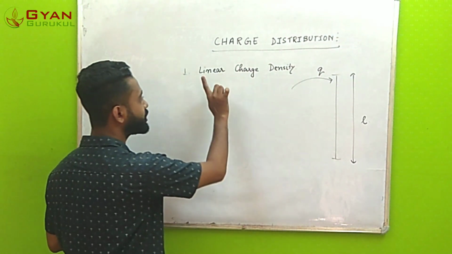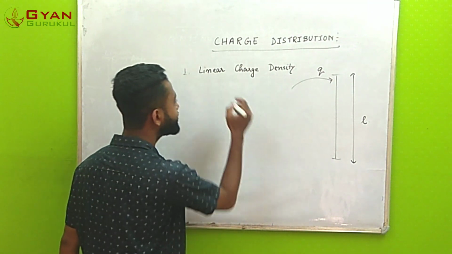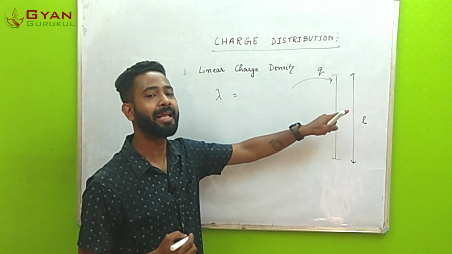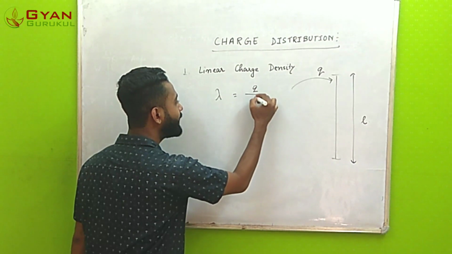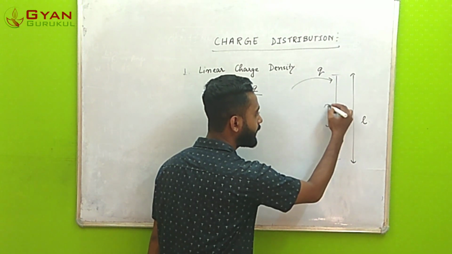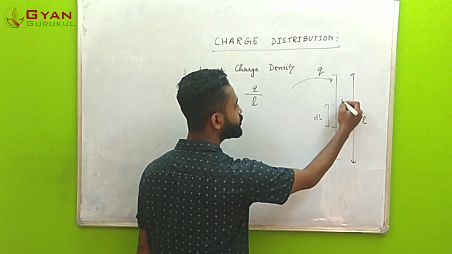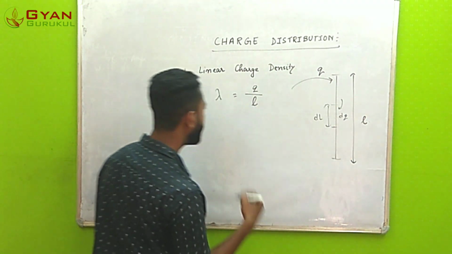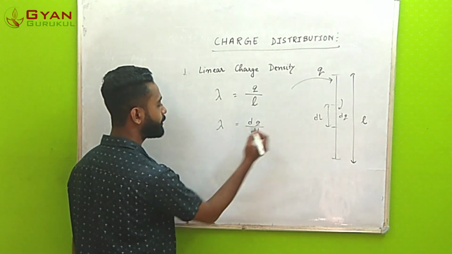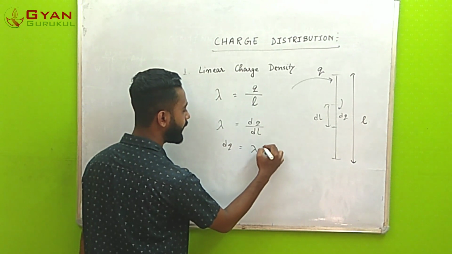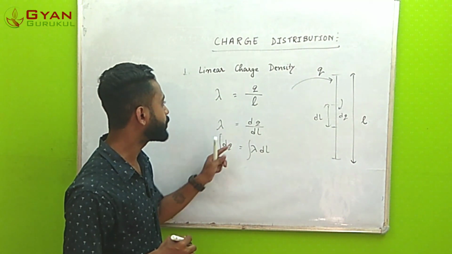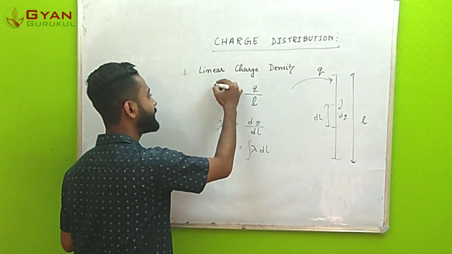So in this case, we define a charge density that is known as linear charge density. This is denoted by the letter lambda. So lambda is given by charge per unit length, that is Q by L. Or else if I consider a small section of this wire, suppose dl of its length, obviously in a small section there would be a small amount of charge, dq. So for a smaller section I can write lambda as dq upon dl. From here, dq is given by lambda times dl. In order to get the total Q, I can integrate this. So that is what is known as linear charge density, represented by the letter lambda.